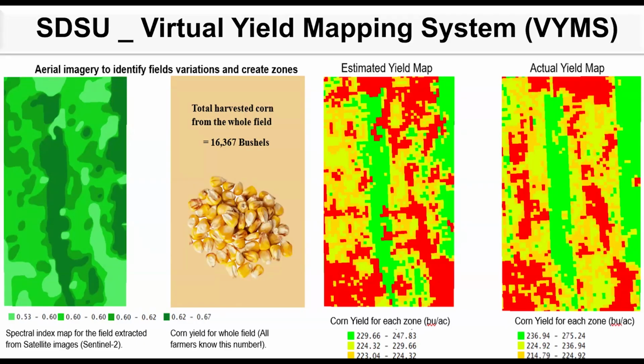So another topic I wanted to talk about here: we developed a virtual yield mapping system. In that virtual mapping system, we have the total bushels harvested. Everybody has this number, and we developed the algorithm. If we distribute this total bushel harvested based on this algorithm, you will have a yield map.